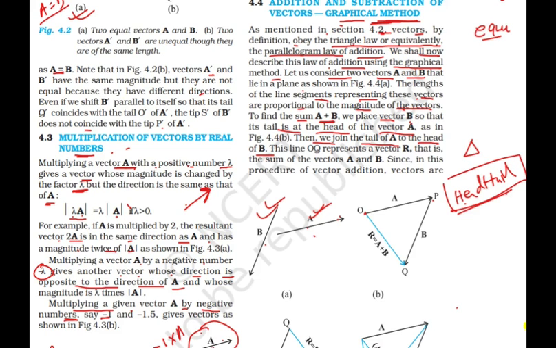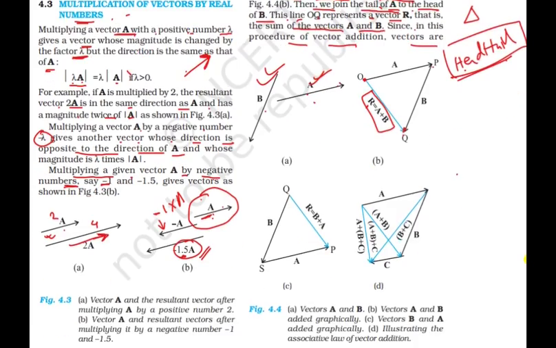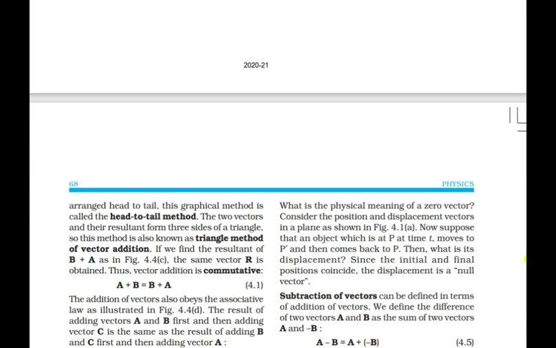The tail of A, O, with the head of B, and this is the resultant vector, which is represented by the symbol R. This line OQ represents the vector R, that is the sum of the vectors A and B. Since in this procedure of vector addition the vectors are arranged head to tail, this graphical method is called the head to tail method.